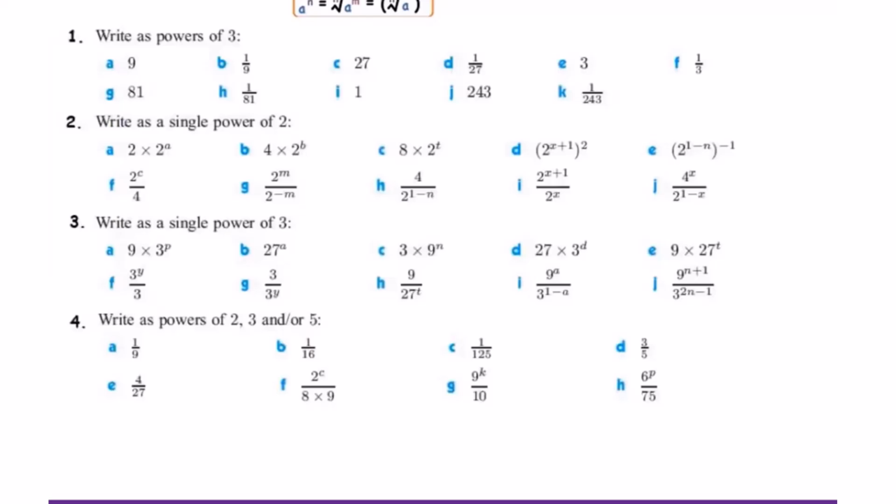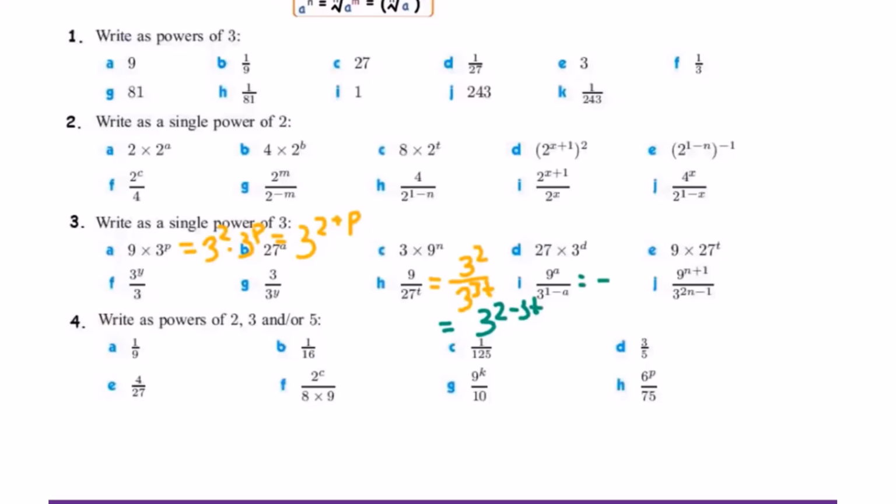Now let's go to number 3. Write as a single power of 3. So 9, I can write 3 squared times 3 to the p power. Then I add exponents, which means 2 plus p. For h, I can write 3 squared. Then 27t, I can write 3 to the 3t power. Then I subtract the exponents, I get 3 to the 2 minus 3t.